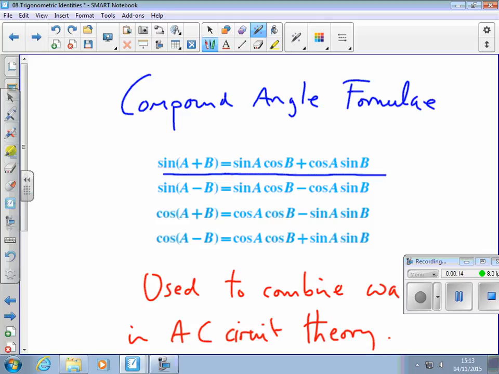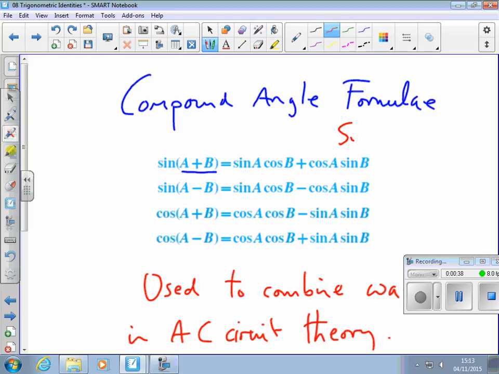What it's saying is, if I've got the sine of two angles, A and B, I can write that as the sine of one of the angles, A, multiplied by the cos of the other angle, plus the cos of the first angle times the sine of the second. I can split this angle, in other words, into two angles, and that comes in really handy when I'm looking at this.